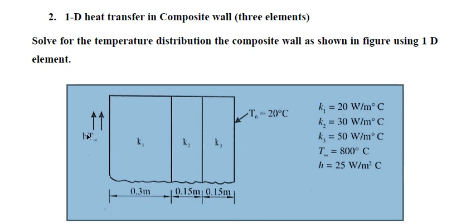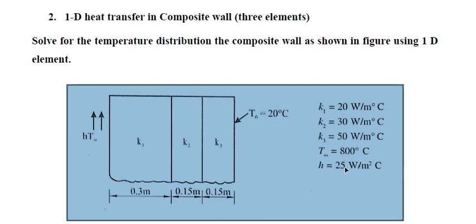Outside T1, the temperature is T infinity, which is 800 degrees centigrade. The surrounding temperature is 800 degrees centigrade. So T4 is 20, which means T1 will be less than 800, T2 will be less than T1, T3 will be less than T2, and T4 is less than T3, that is 20. So the temperatures should be more than 20 and less than 800.